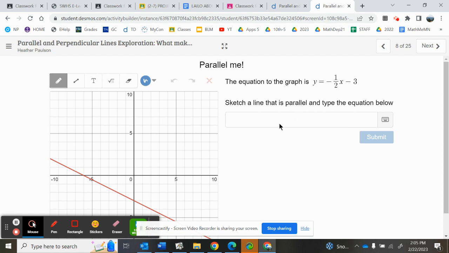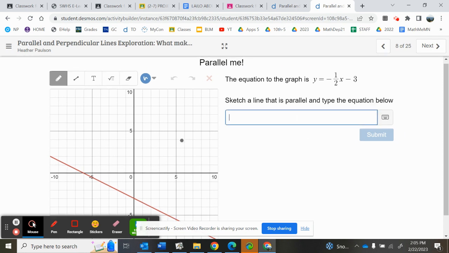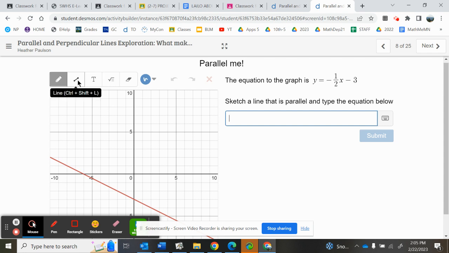Next, create some parallel lines. What you'll want to do first is pick a y-intercept. I'll show you one. So for example, a y-intercept of 5. Notice this slope is negative 1/2. So that means I'm going to go down 1 and to the right 2, down 1, right 2, down 1, right 2, down 1, right 2, down 1, right 2. Or I can go up 1 and left 2.